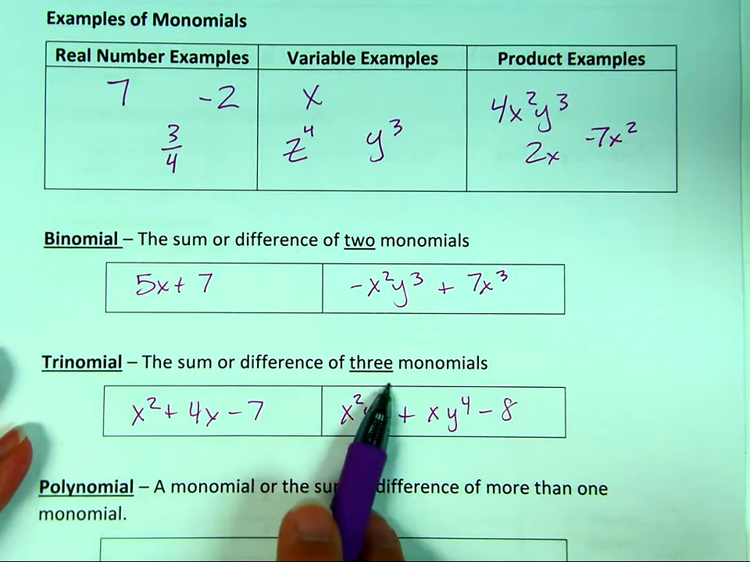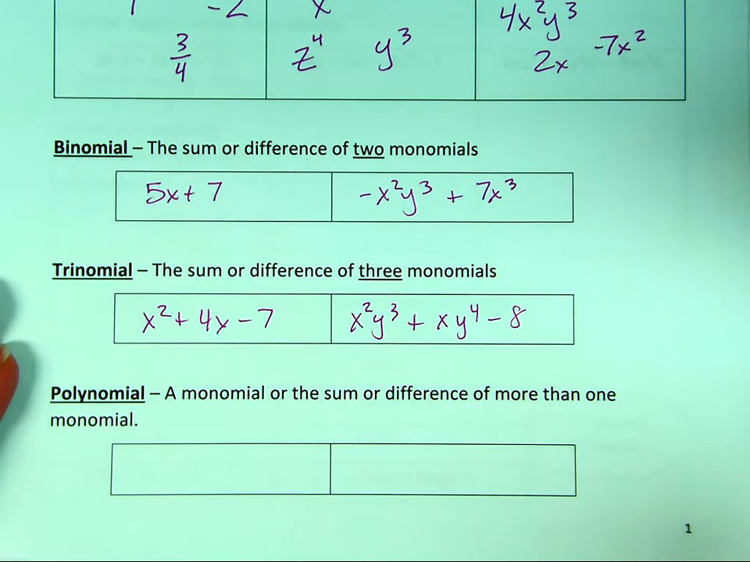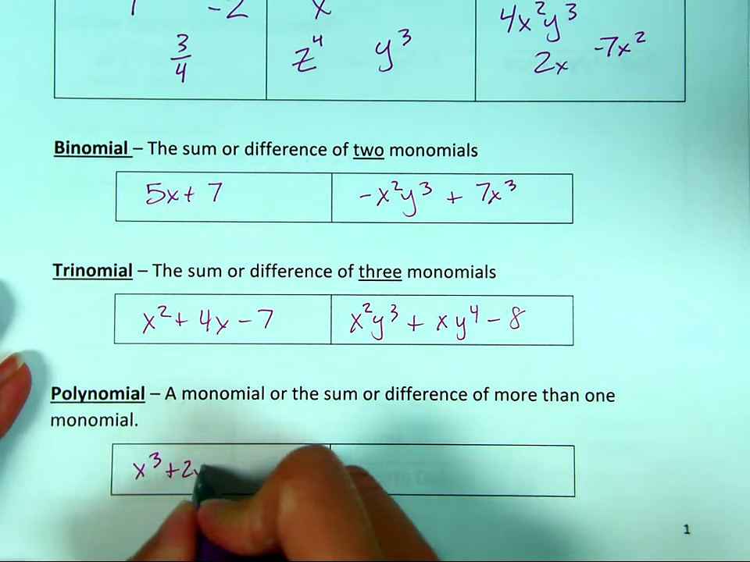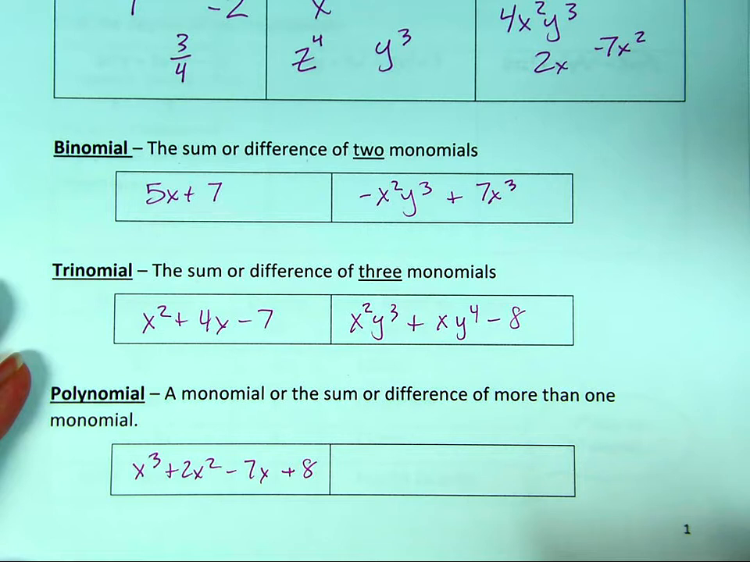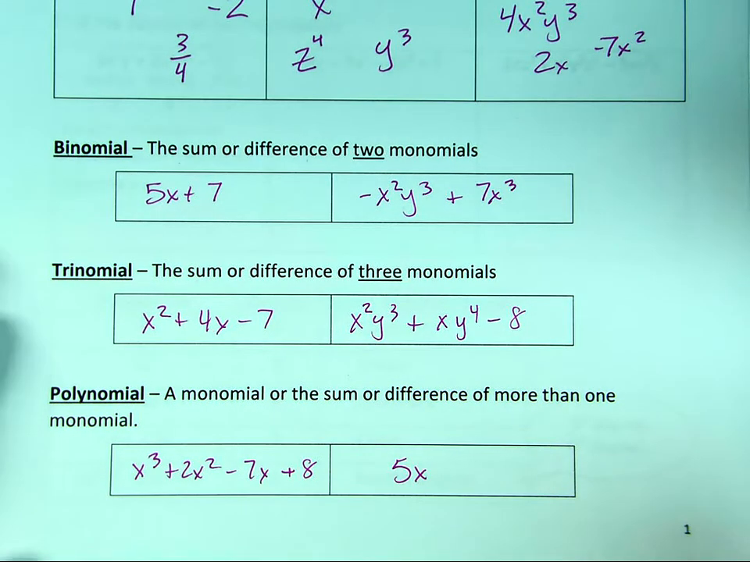Now a polynomial can be one term, a monomial, or a bunch of them. So we have special names for one term, two terms, and three terms, but after that we just call them polynomials. But all of the ones that we just learned are also polynomials. So we can just say x cubed plus 2x squared minus 7x plus 8. That is a polynomial, but 5x is also a polynomial.